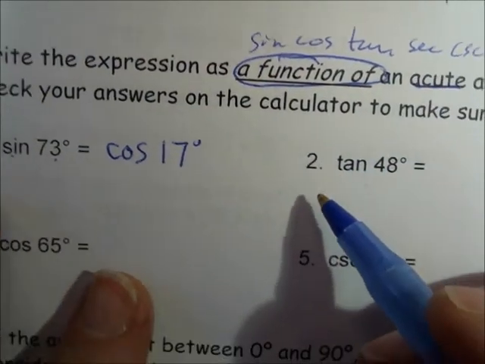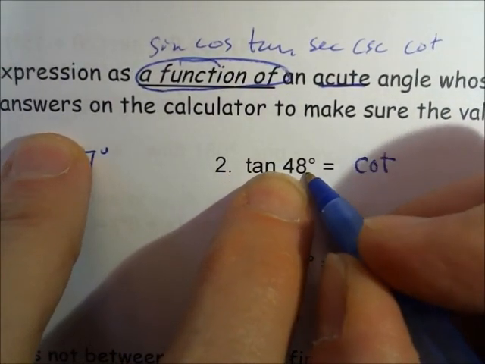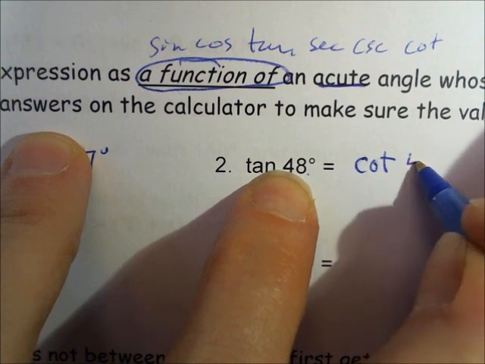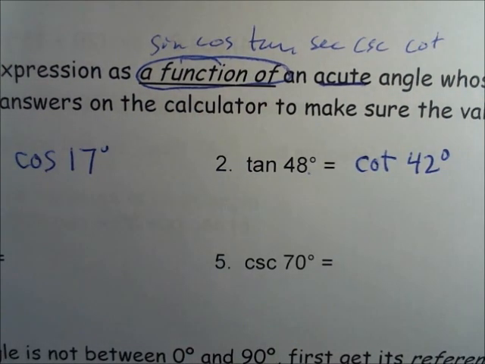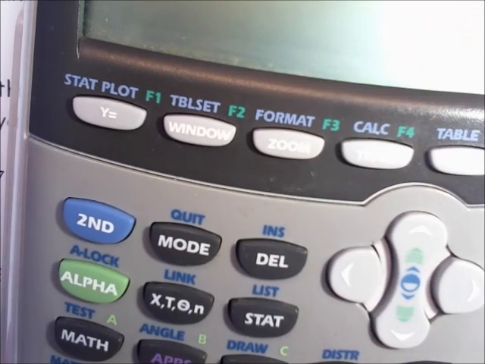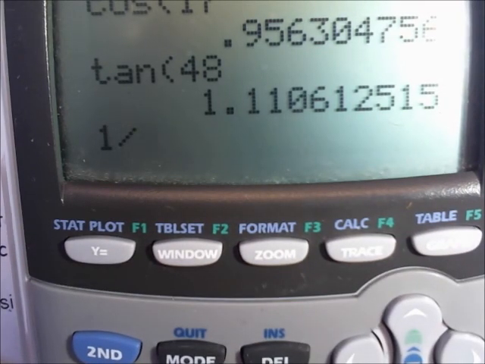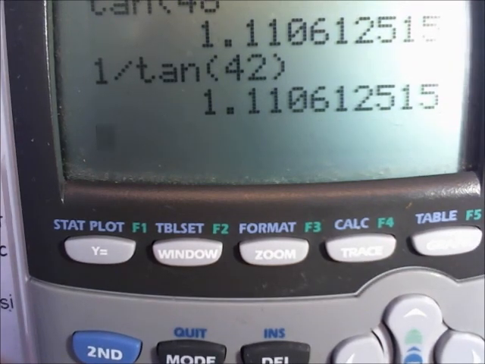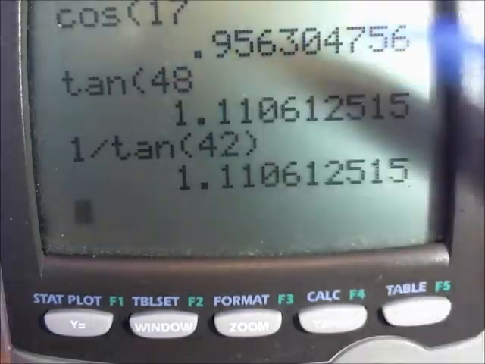So if you have a tangent, the cofunction is cotangent, and the complementary angle to 48 degrees, I think, is 42 degrees. And let's check on our calculator to make sure the tangent of 48, which is that, is equal to the cotangent of 42. Well, that's 1 over the tangent of 42. And look at that. They're exactly the same. Cofunctions. And these are complementary.